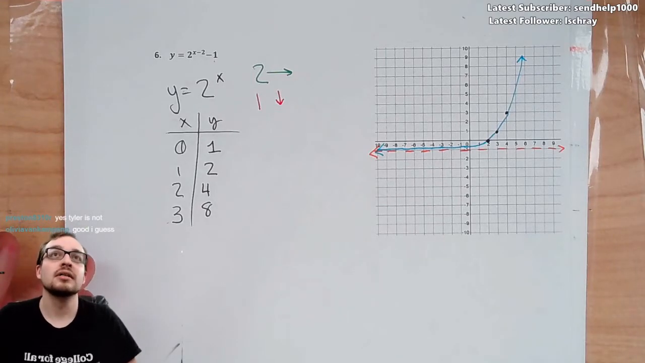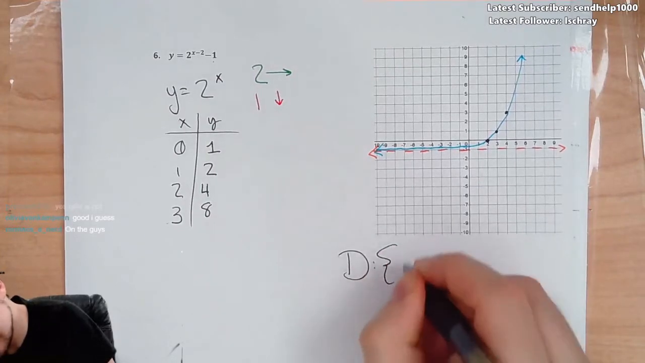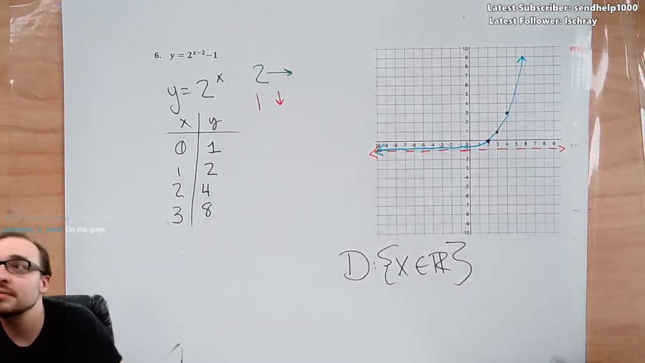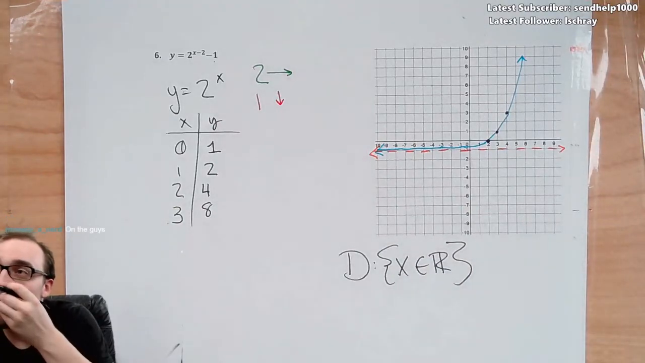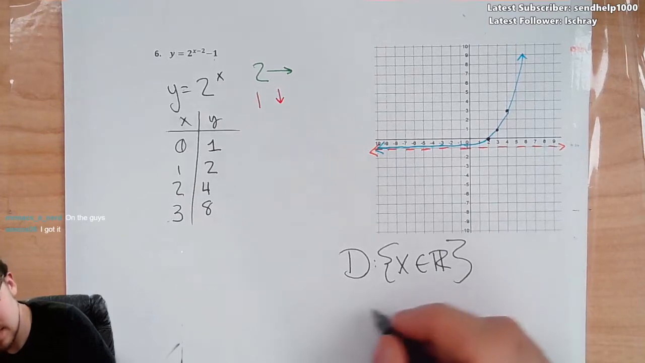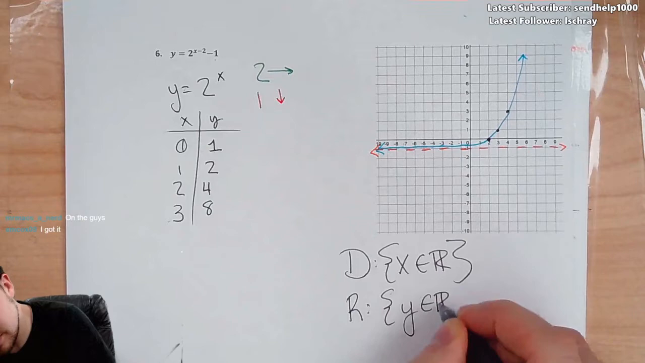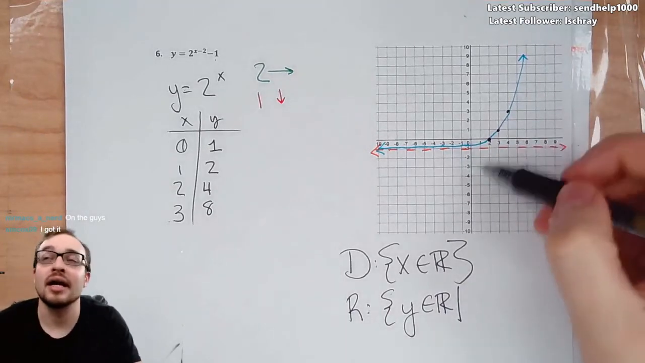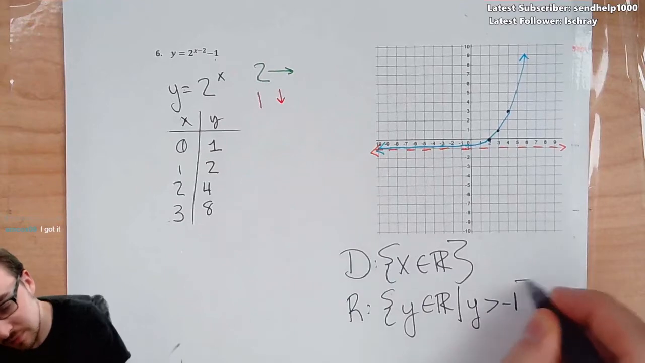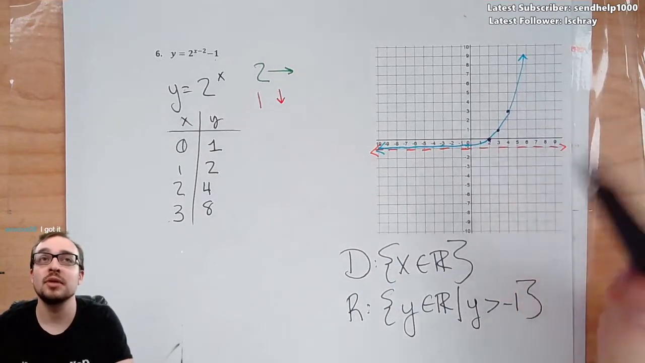All right, so that's the graph. Now, what's the domain? X can be any number, right? It goes left to right as far as it wants. The range. Y can be any number, but it can't go below what? It has to be above -1, right? Can't go below -1, so it has to be above -1.